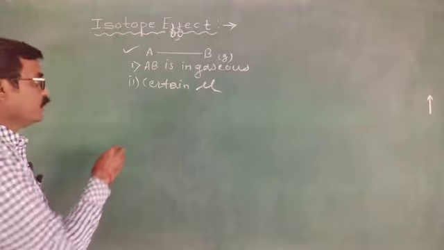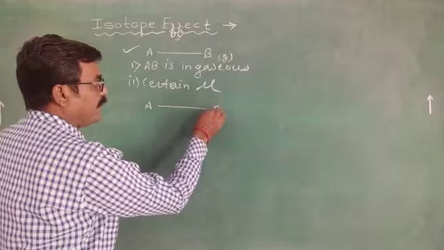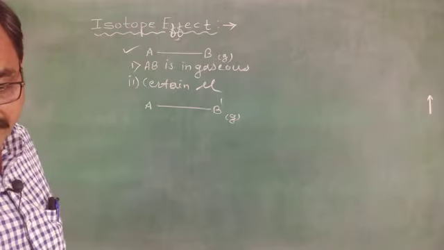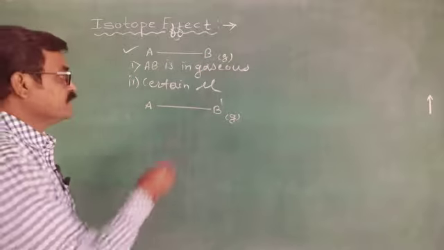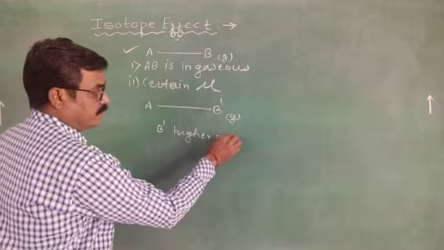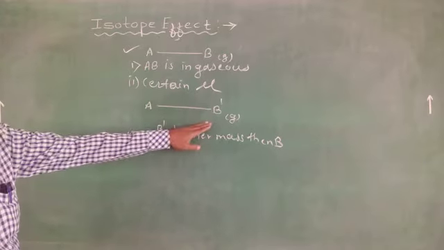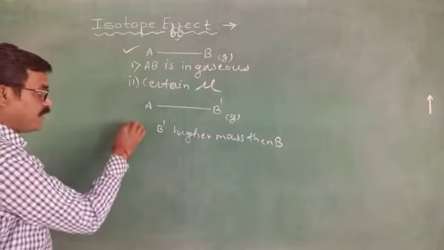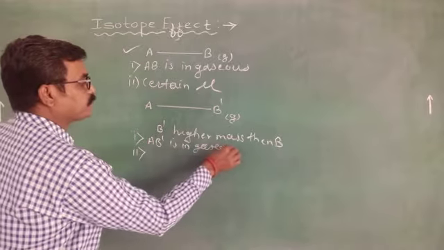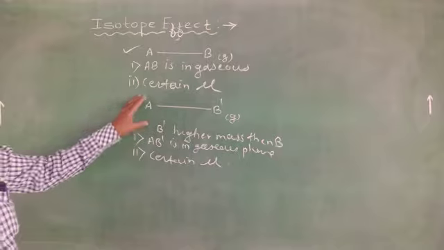If we replace one of the atoms, say if we replace B of the same molecule by B dash, that is its isotope which has higher mass than B, then this molecule AB dash in the gaseous phase again satisfies these two conditions, because AB dash is in the gaseous phase as well as has a certain dipole moment. That's why it also gives the rotational spectra.